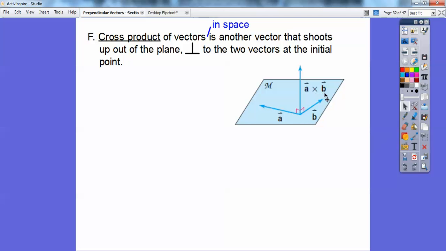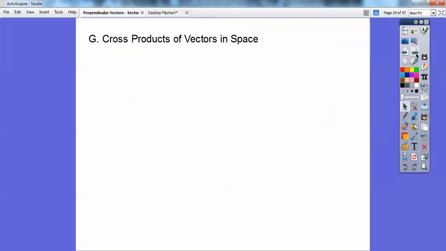And right here is how we represent the cross product, vector A times vector B. So the cross product is written just like that. So here we go, cross product of vectors in space.